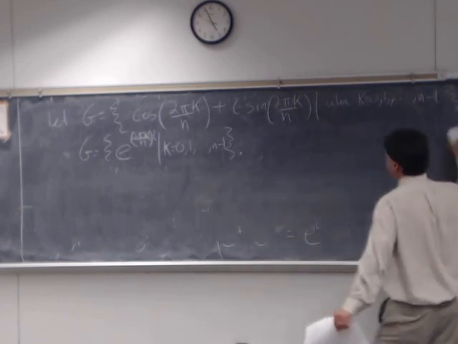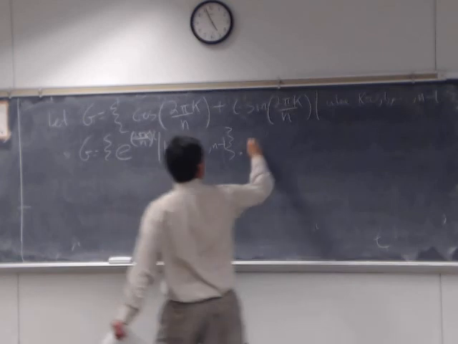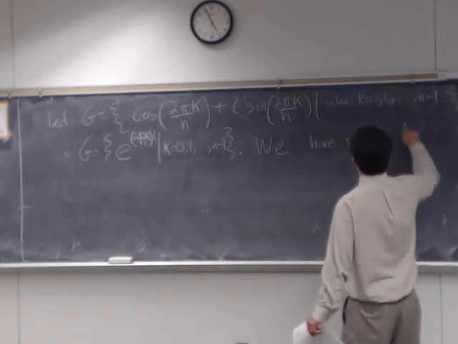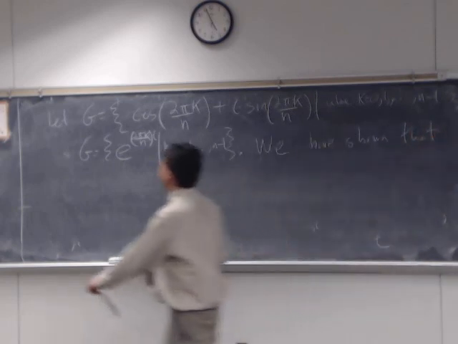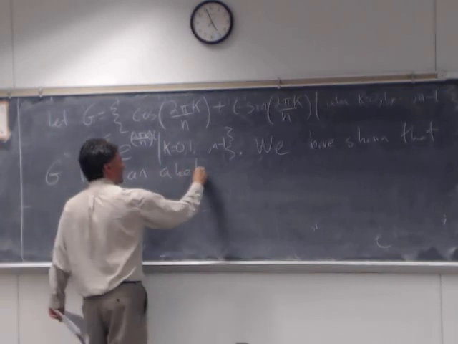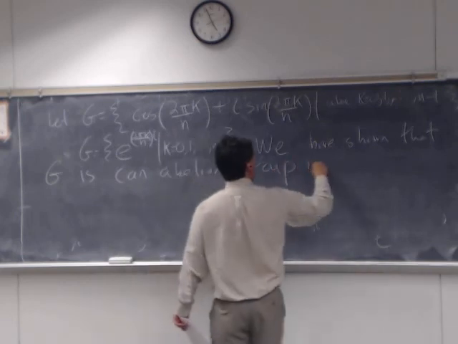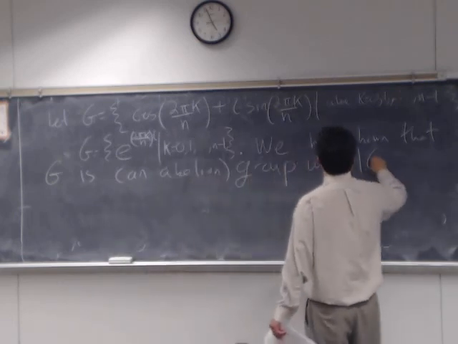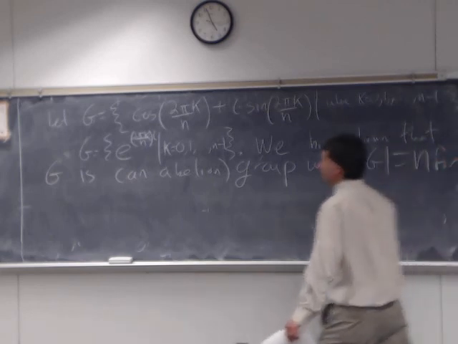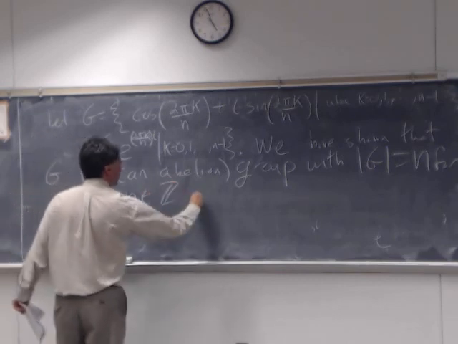And so that completes the proof. Again, I still have the G up there from the old board. We have shown that G is an abelian group with exactly n elements for any positive integer n.